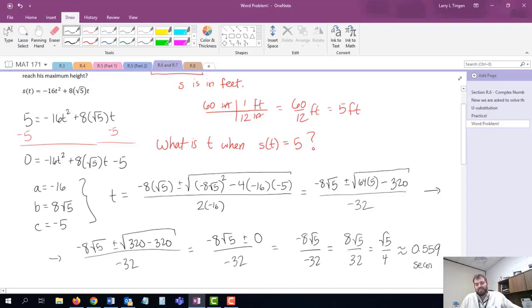0.559 seconds. So Kadir reaches his maximum height of 60 inches after 0.559 seconds, or 559 thousandths of a second.